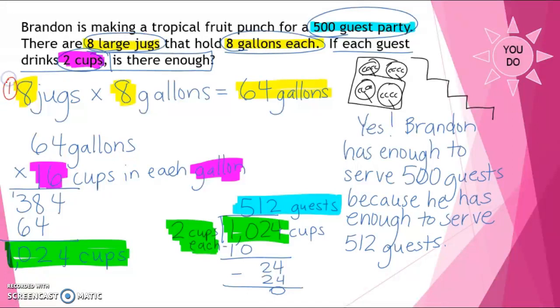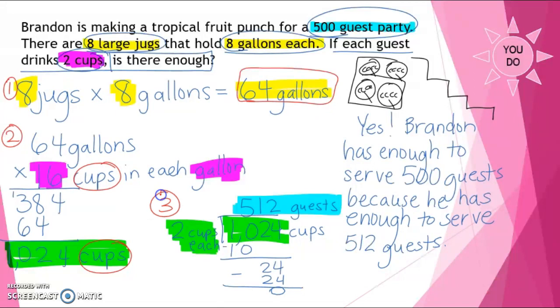So notice the process that we took. First, we multiplied to figure out how many gallons total we would have, but then we needed to convert the gallons to cups. Then when we found how many cups we had, we divided the cups by 2 cups each, because each person is going to drink 2 cups. And then we figured out that we have enough to serve 512 guests. Is that enough? Yes.